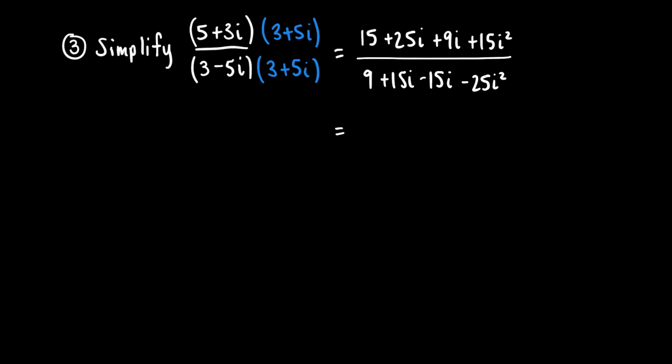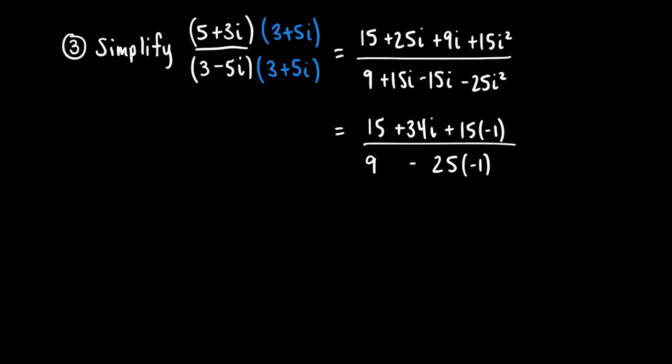So what is this really? This is going to be 15 plus 34i plus 15 times negative 1. I collected the 25i and the 9i, and then I just turned the i squared into negative 1. And on the bottom, we've got 9 plus 15i minus 15i, so those go away, and we're just left with minus 25i squared. Instead of i squared, I'm going to put negative 1, because that's what i squared is.